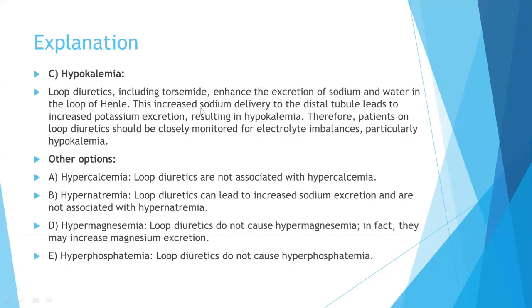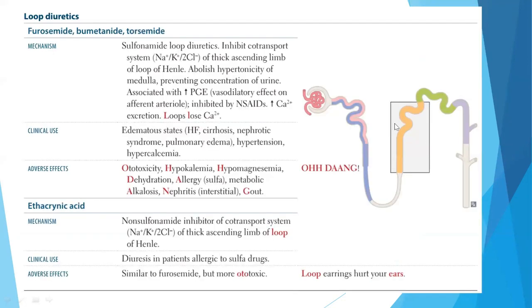Loop diuretics, including torsemide, enhance the excretion of sodium and water in the loop of Henle, and this increased sodium delivery to the distal tubule leads to increased potassium excretion, resulting in hypokalemia. Therefore, patients on loop diuretics should be closely monitored for electrolyte imbalances, particularly hypokalemia. Again, loop diuretics act on the thick ascending limb of the loop of Henle. As we have discussed earlier, they block the absorption of sodium, potassium, and 2 chloride.